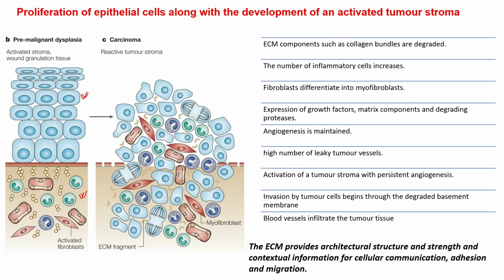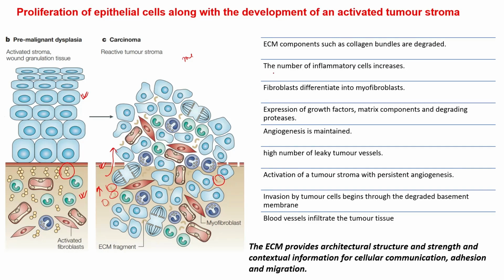And we can see that the ECM components in the carcinoma have become degraded. In this case, the collagen bundles were seen as bundles, but now they are seen as discrete pieces. The number of inflammatory cells and macrophages has increased a lot, and the stroma has secreted some proteins and enzymes which have degraded the basement membrane. This leaky basement membrane acts as a pathway for these cells to get out and spread to distant sites, causing metastasis.